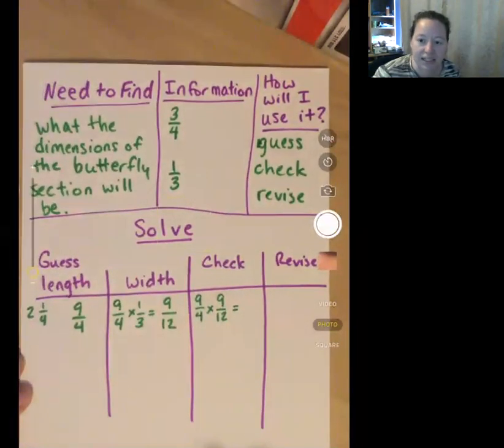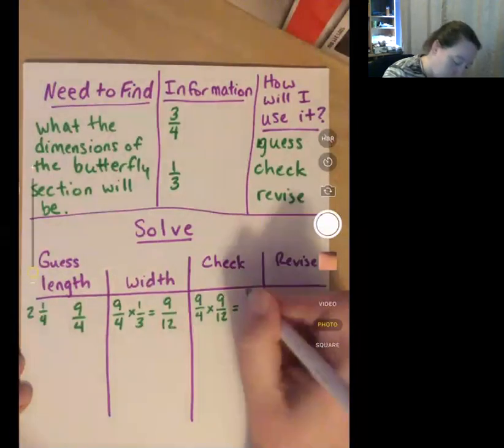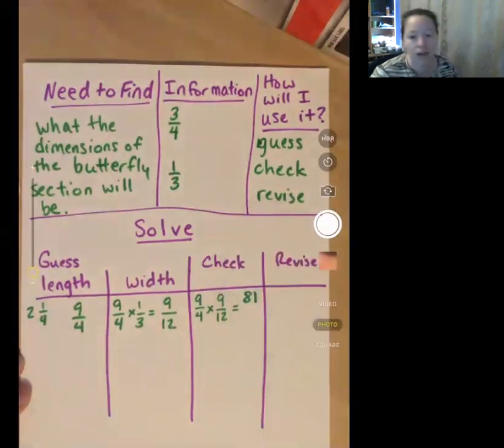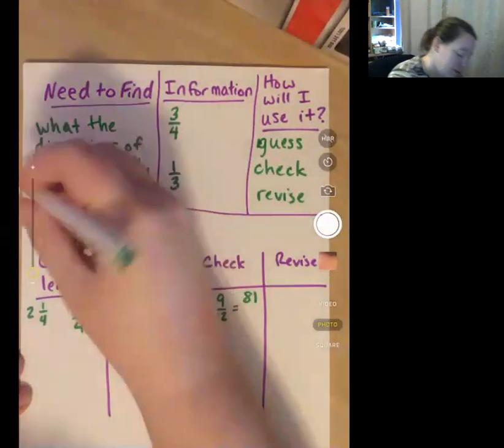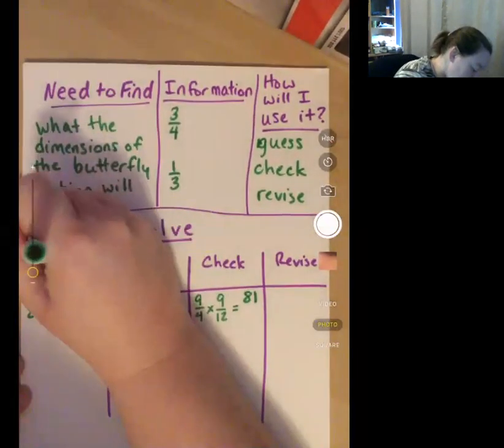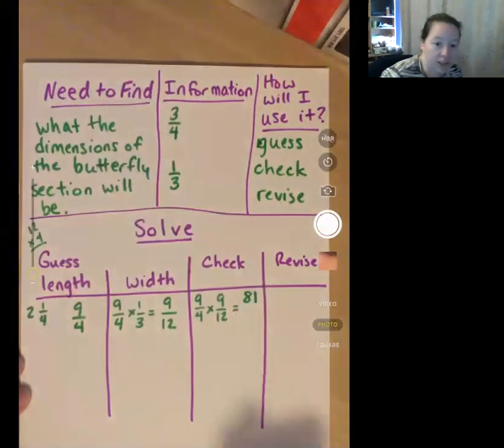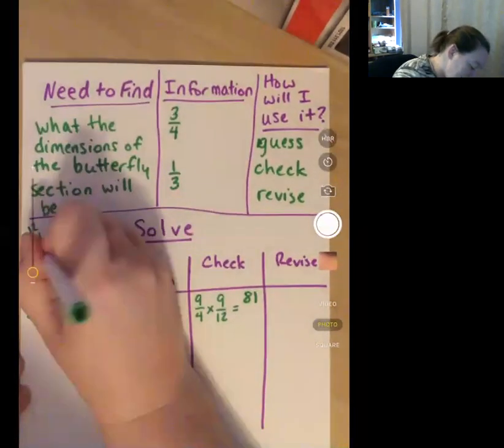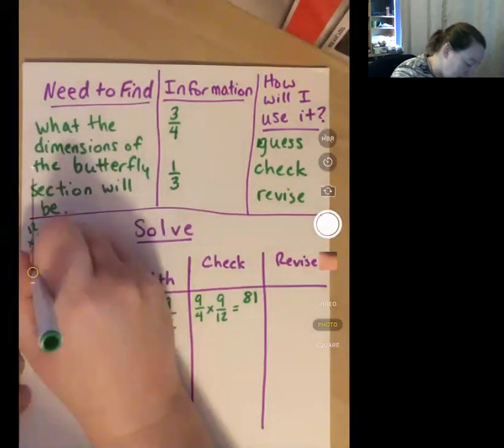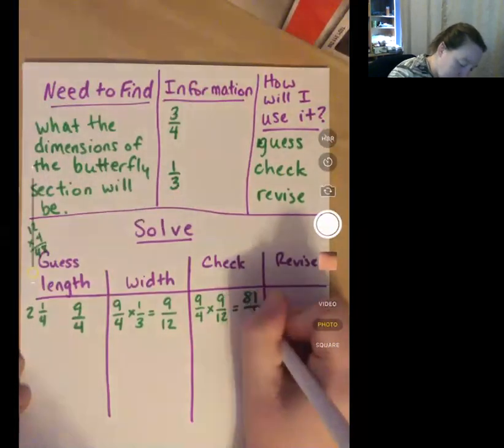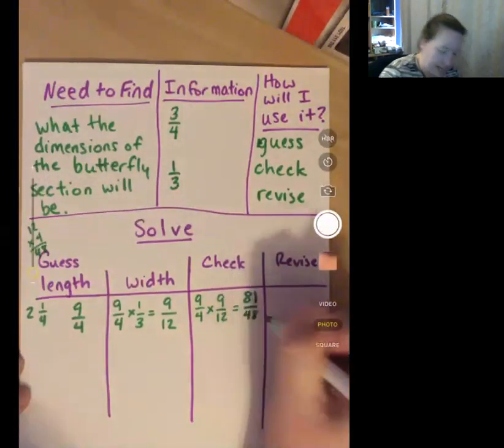9 times 9 is 81. 4 times 12 is, well, let's do that over here. 12 times 4. 4 times 2 is 8. 4 times 1 is 4. So I have 81 over 48.